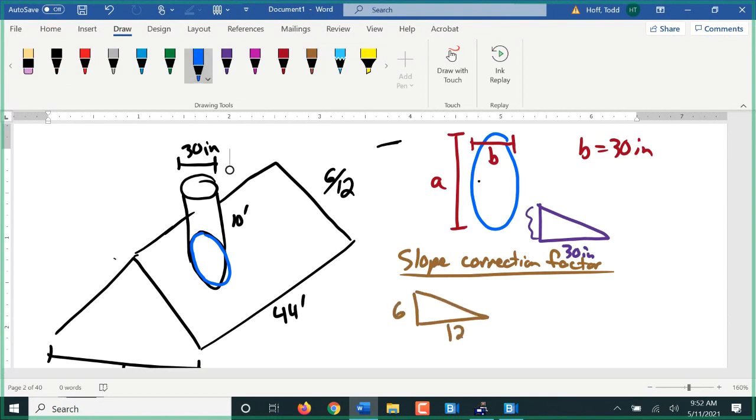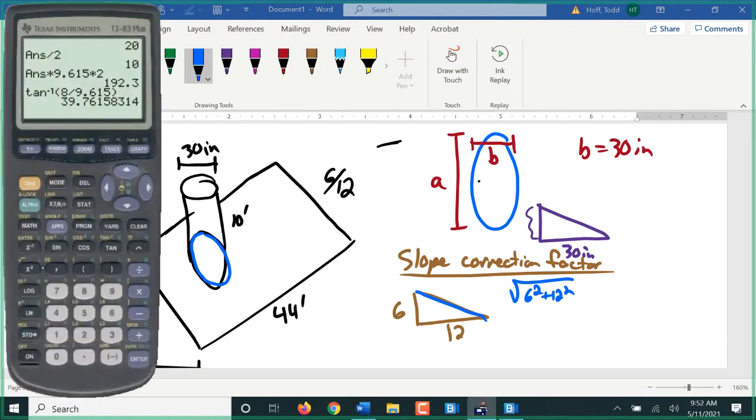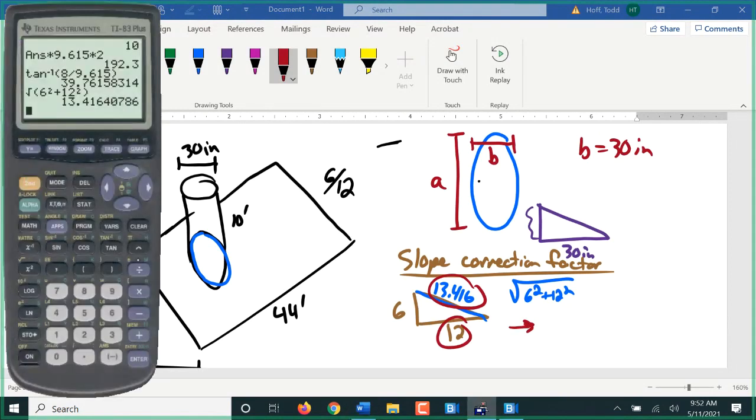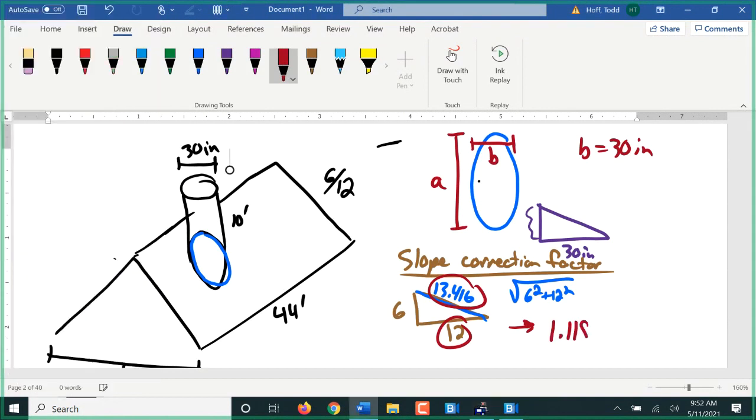And what we find is we find this length here, which will be the square root of 6 squared plus 12 squared. Giving us 13.416 inches for that. The slope correction factor is taking that divided by the 12 inches of run. I divide that by 12, gives me 1.118. That is my slope correction factor.